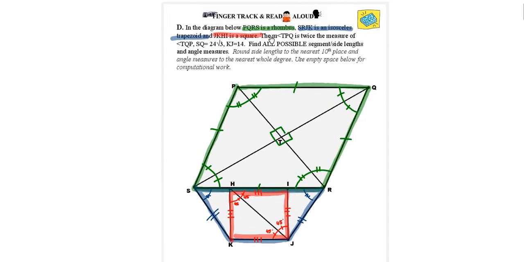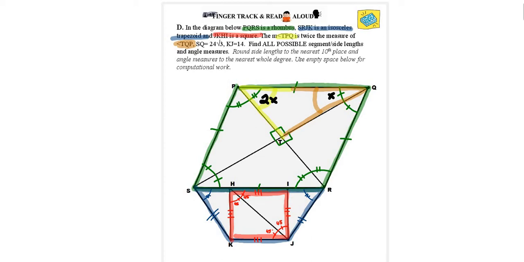Now, it's very important you trace the next two things absolutely accurately. TPQ is twice the measure of TQP. Make sure you trace those accurately. TPQ is twice the measure of TQP. TQ going this way, P. Twice the measure, which means this is a 2x and x relationship.